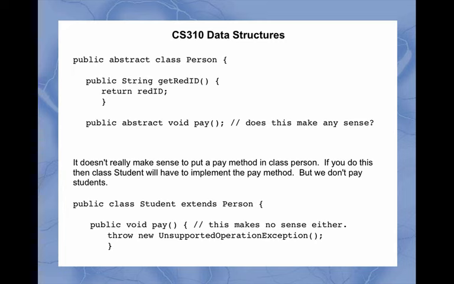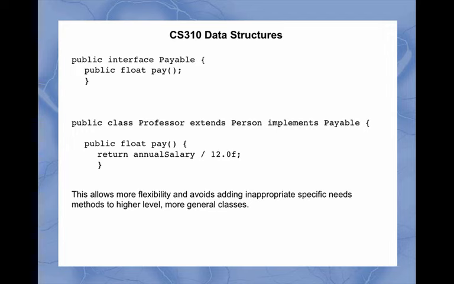Even if we could do this, how would you implement it? So here in the case of Student, you can throw an exception in the case that someone accidentally calls this method, which makes no sense and it shouldn't be there in the first place. There is a better way. We can use interfaces to do this.